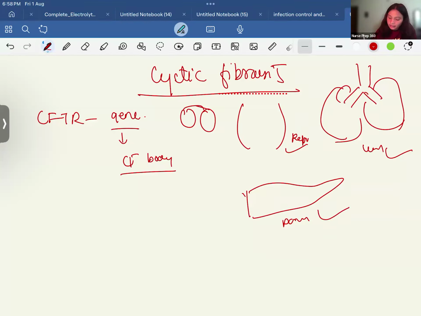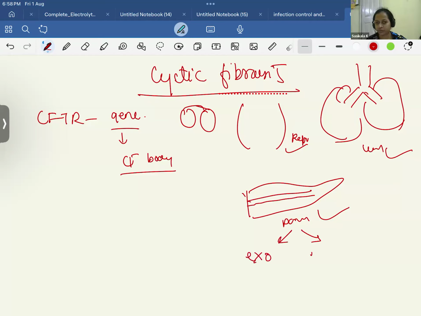So what happened in this thing? Understand what the pancreas is. Pancreas is an organ, a gland, which produces insulin. It has two functions: exocrine and endocrine function. Endo means inside your body. Exo means outside the body.